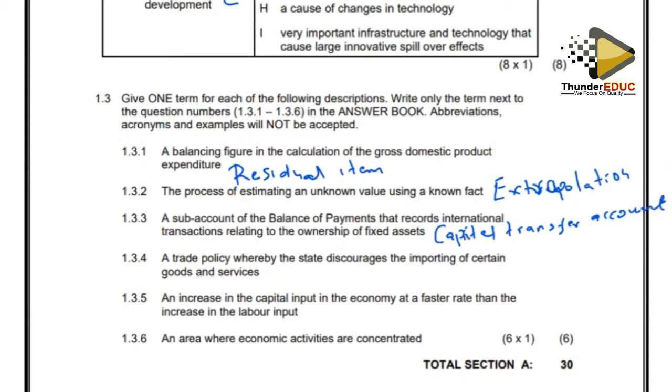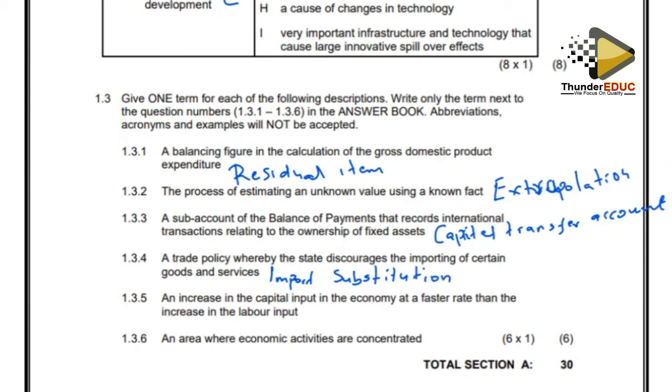Okay, right, grade 12. So now let's move on to 1.3.4. It does read as follows: a trade policy whereby the state discourages the importing of certain goods and services. So this is nothing but import substitution.